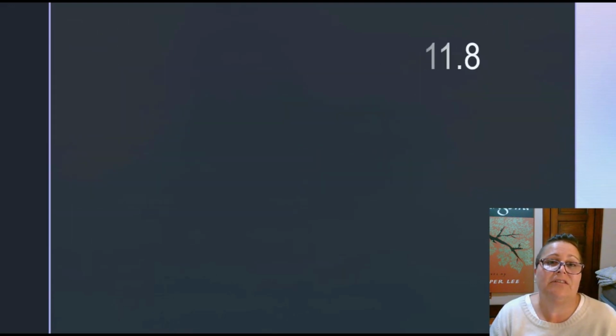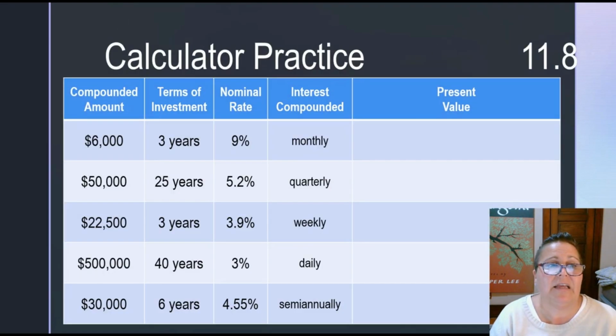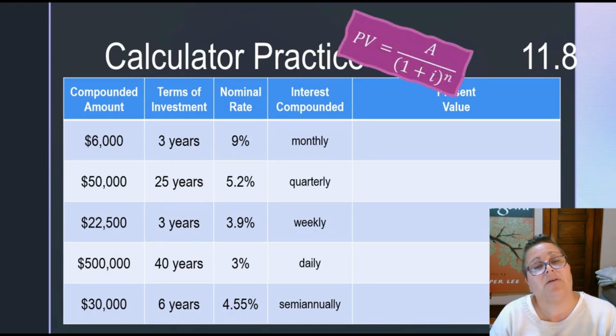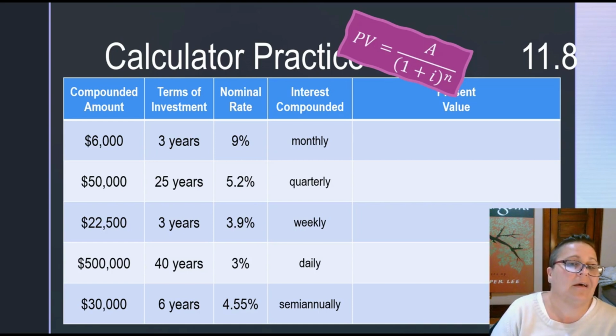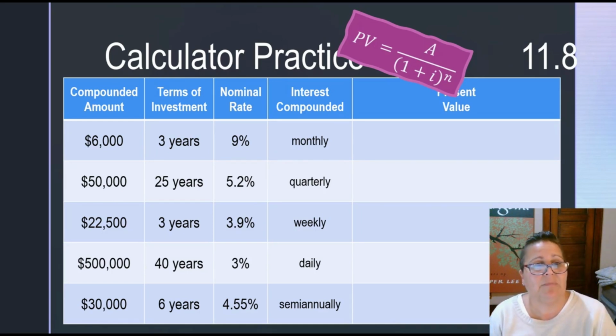As I have with the last 2 sections, I also have a slide here with just some calculator practice. The formula, again, is present value is equal to A divided by 1 plus I to the N. This finds you the present value, or the principal that you should put down. I'm going to click through this, maybe do a couple of examples.